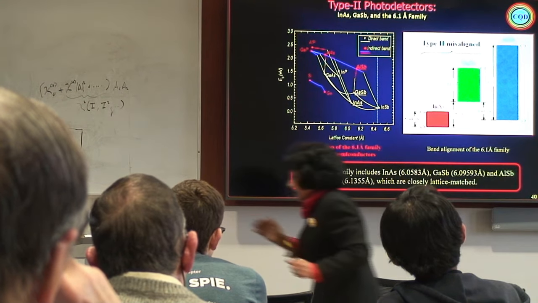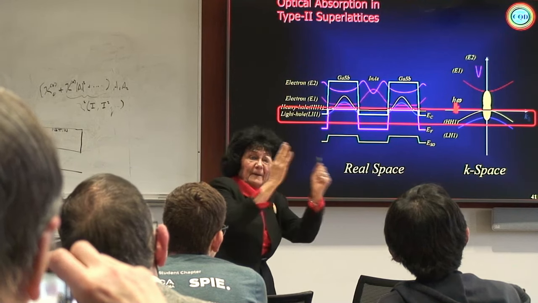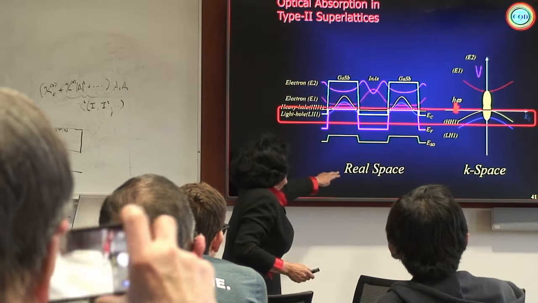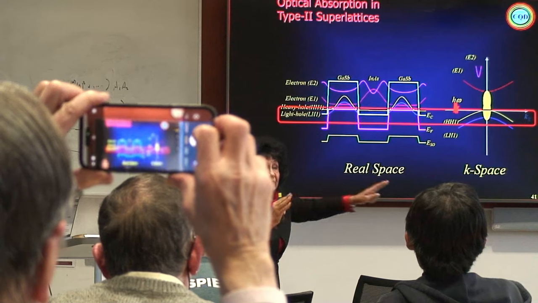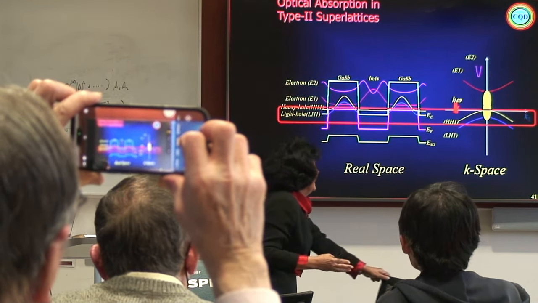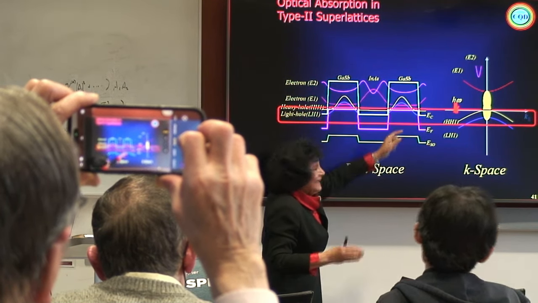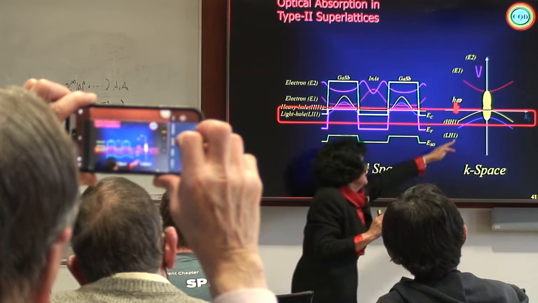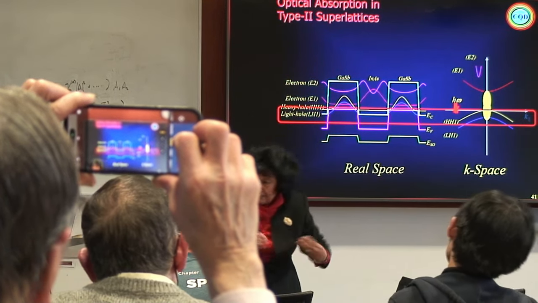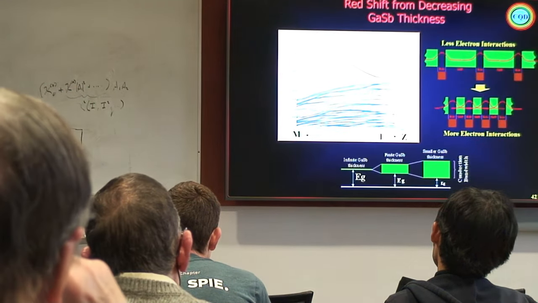But the beauty is exactly if you put that in the superlattice, in real space, that is the separation of the electron and hole. But if you go to the reciprocal lattice, the minimum of the conduction band and the maximum of the valence band are at the center of the Brillouin zone, the gamma point. It means that it is like type one. And what is the beauty of that?